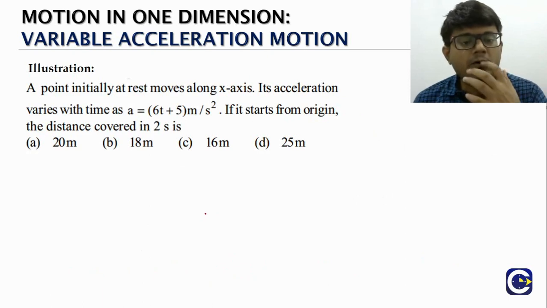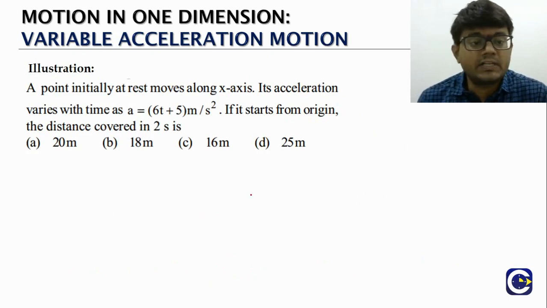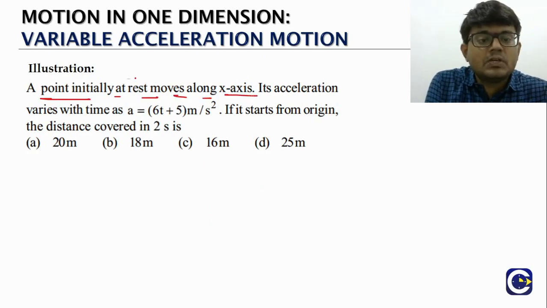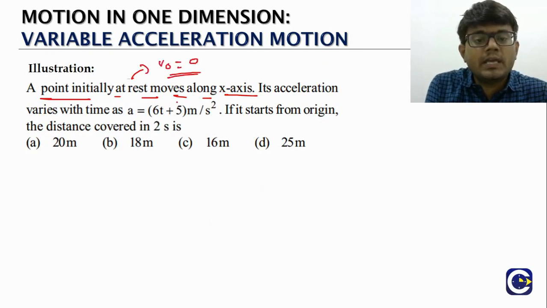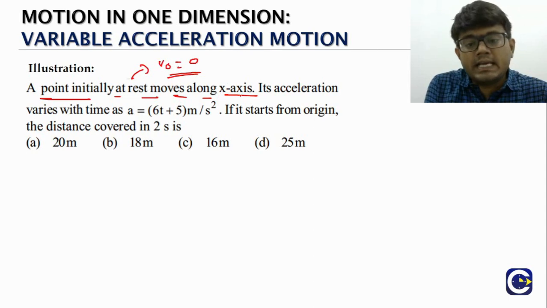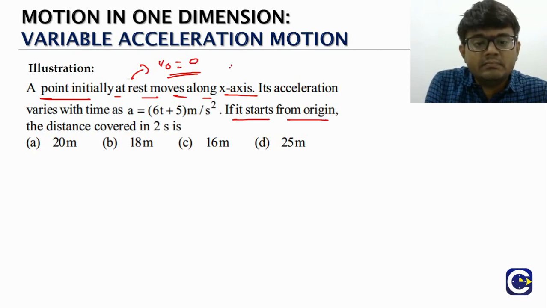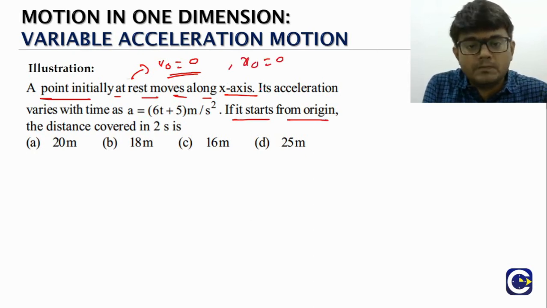Next we have a question where we are given the acceleration function. A point initially at rest moves along the x-axis. So initially at rest means what? The initial velocity is 0. Okay, it is moving along the x-axis. Its acceleration varies with time. They're giving us the acceleration function. If it is starting from the origin, the initial position will be 0.